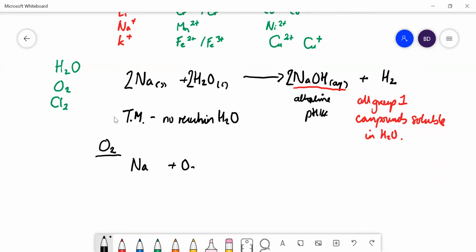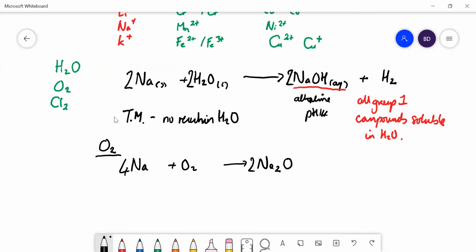Sodium reacts with oxygen. They all form an oxide with that formula, Na2O, because they form a +1 ion, and so to balance that we need to do 2 there and a 4 there. Potassium and lithium do exactly the same. They will react very quickly. They'll tarnish very quickly in air.